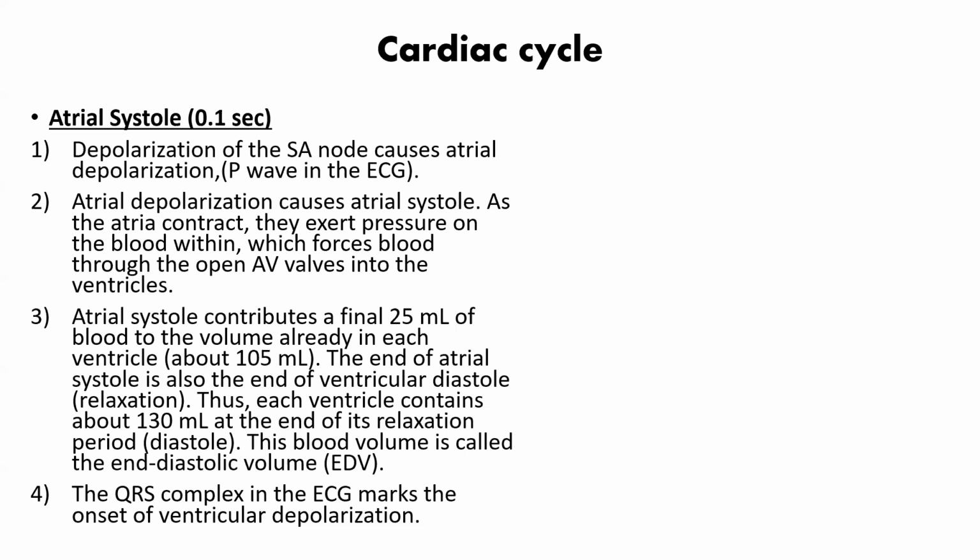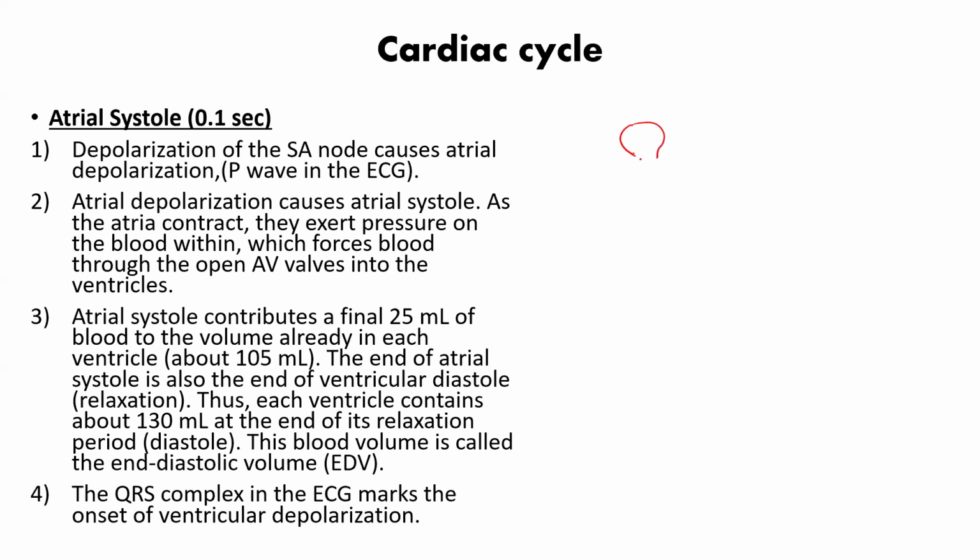In this video, we are going to study about the cardiac cycle. Now see, you know very well, the heart has two upper chambers known as atria and two lower chambers known as ventricles. So let me just draw and explain, try to understand.